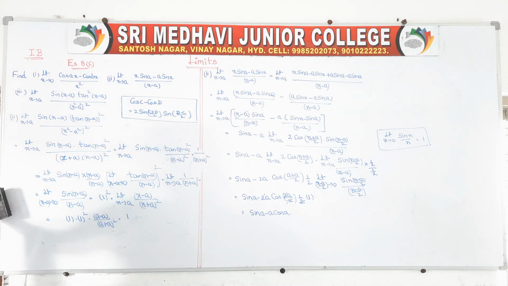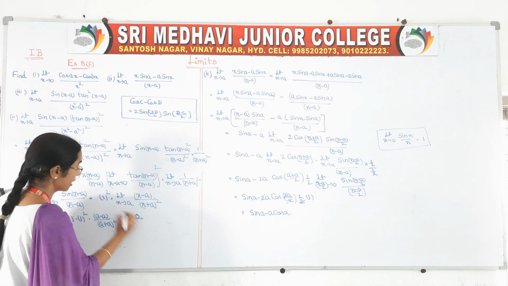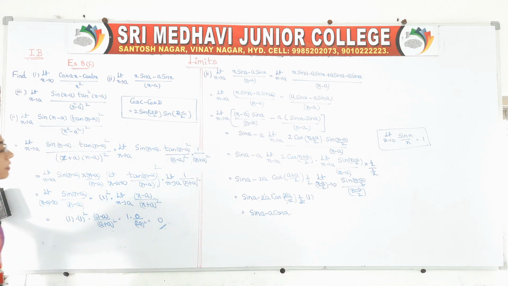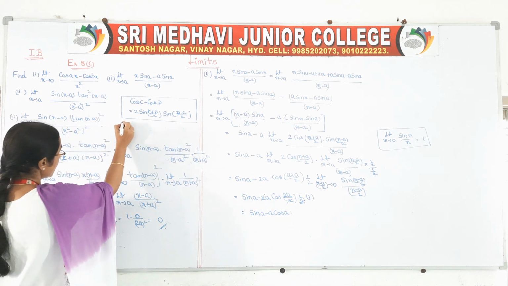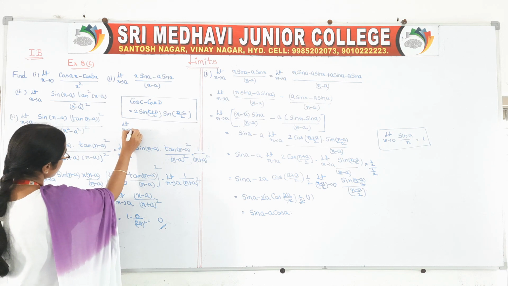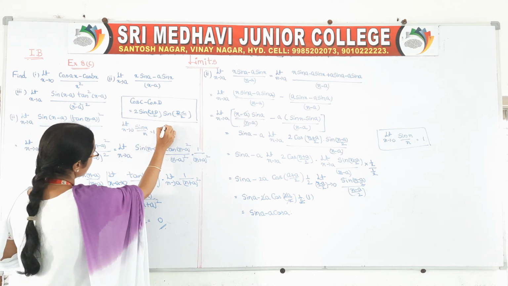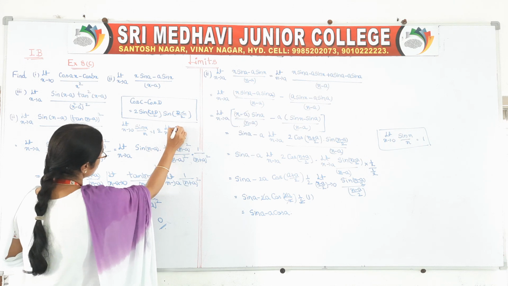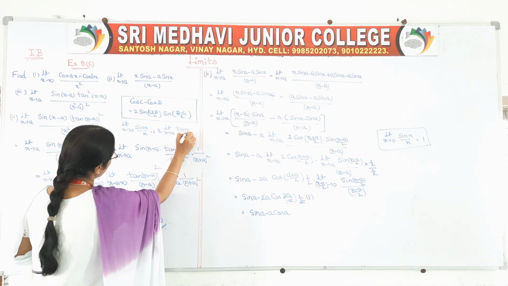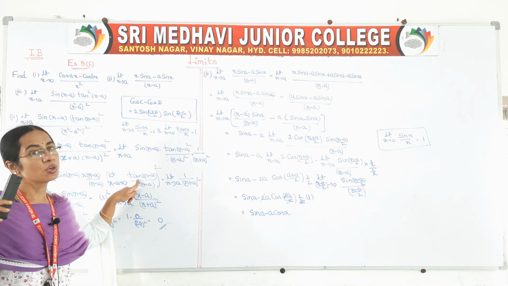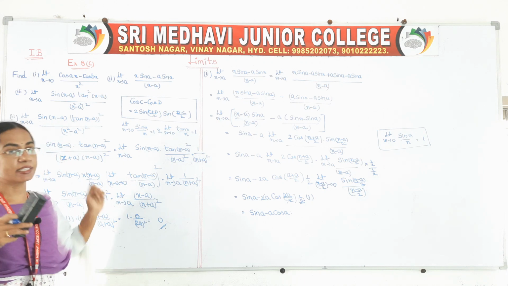So 1 into 1 is 1, into 0 by 2a whole square. 0 by anything is 0. 0 into anything is 0. So 0 is the answer to your question. So here we used two formulas. Which formulas? One is limit x tends to 0 sin x by x is equal to 1, and another one is limit x tends to 0 tan x by x is also equal to 1. Okay, so we applied those two standard results in solving this problem.